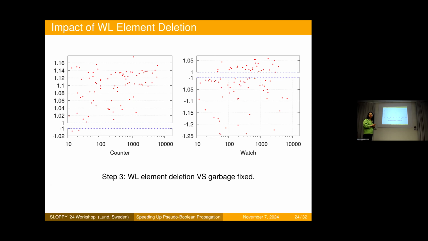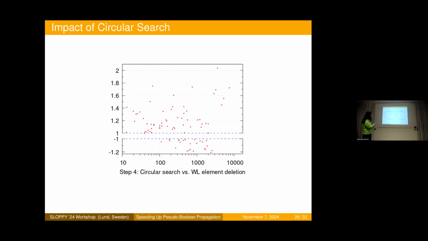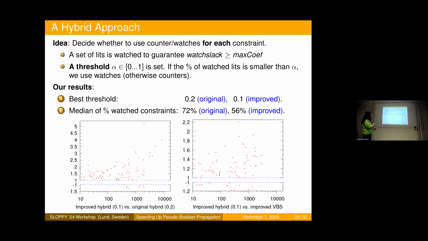Can I clarify, Daniel? If you go to the first slide of the hybrid approach, the plot on the right shows this. When we compare the improved hybrid with respect to the improved virtual best solver, that's exactly what you say: if I could predict in advance whether it's better to use counters for all constraints or watches for all constraints, would it be worse than doing it per constraint? And the answer is yes, it would be worse.